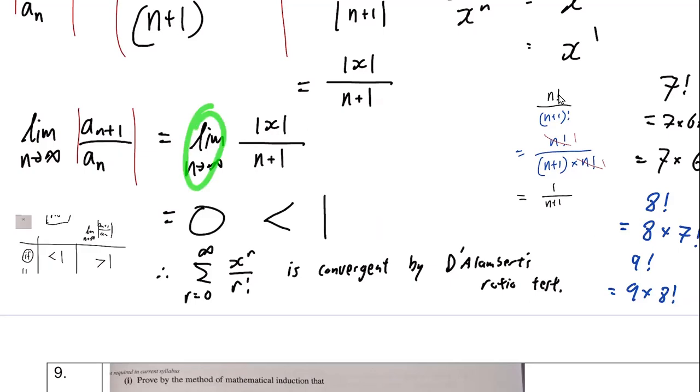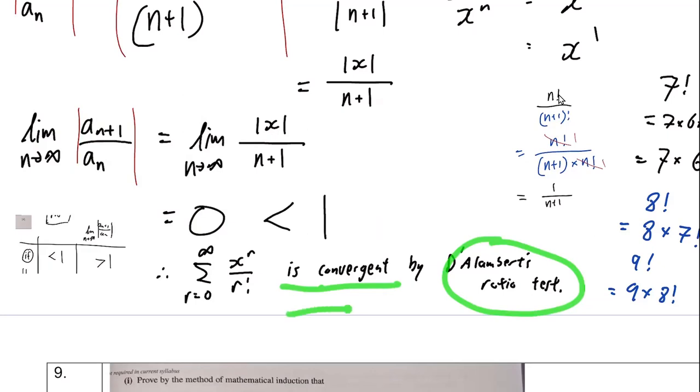Okay, that's all. Just show that the limit of the modulus of this is equal to a number that is less than 1. Then we conclude by the ratio test that it is convergent.